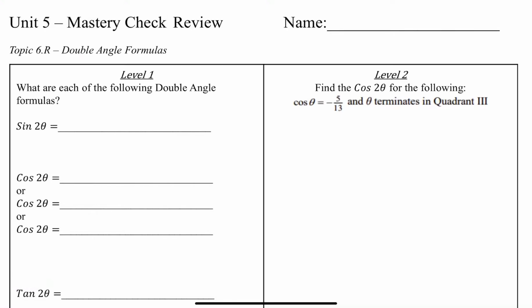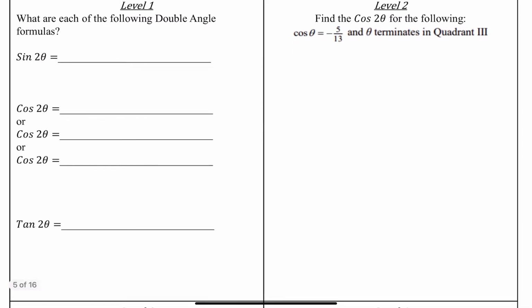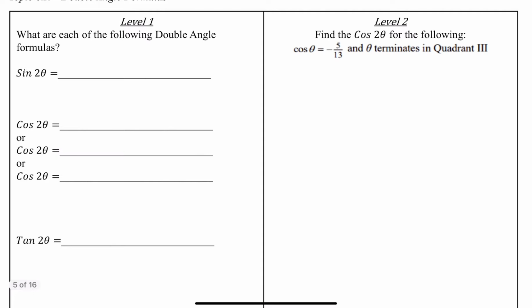Hello everyone, today we're taking a look at topic 6 of our mastery check reviews, and we're going to be talking about the double angle formulas today. So starting off with the level 1 question, it just says, what are the double angle formulas? And we're going to write them down here so that we have them in front of us because they're going to be super useful to solving these problems.